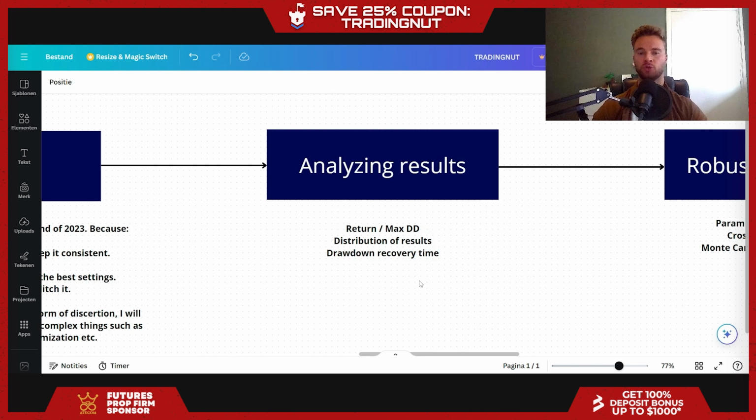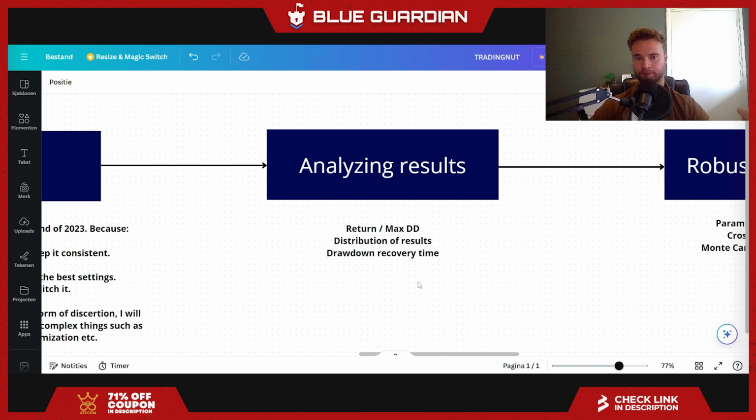The next thing is drawdown recovery time. Now, for me personally, it's usually not an issue because I trade multiple strategies. And if I have multiple strategies and one is going to be in a drawdown for 100 days or so, I don't really care because I have more strategies. But you want to have something you're comfortable with.